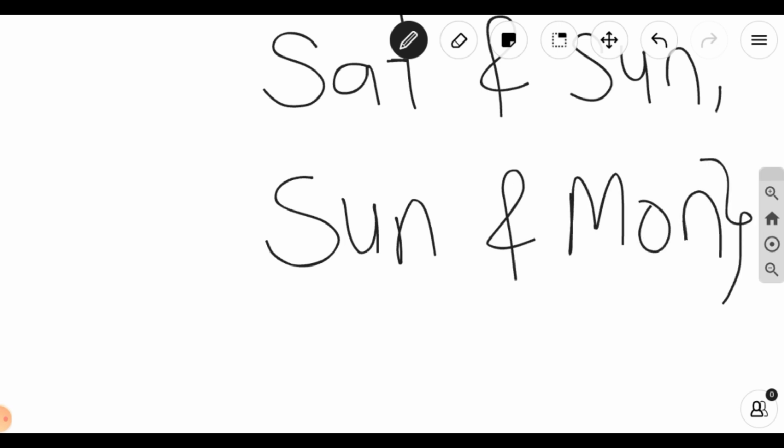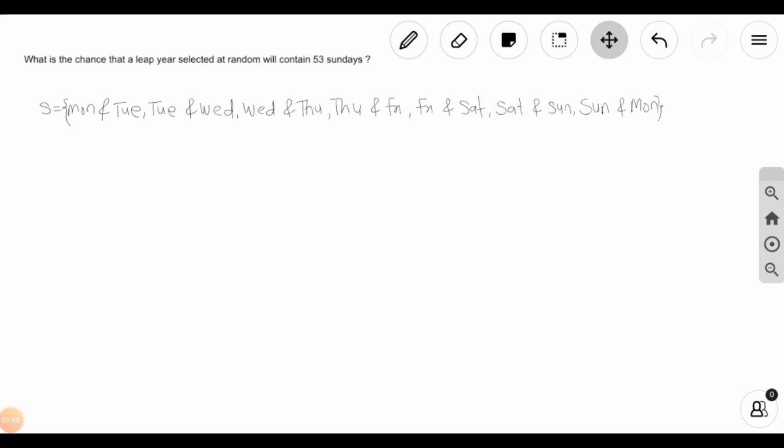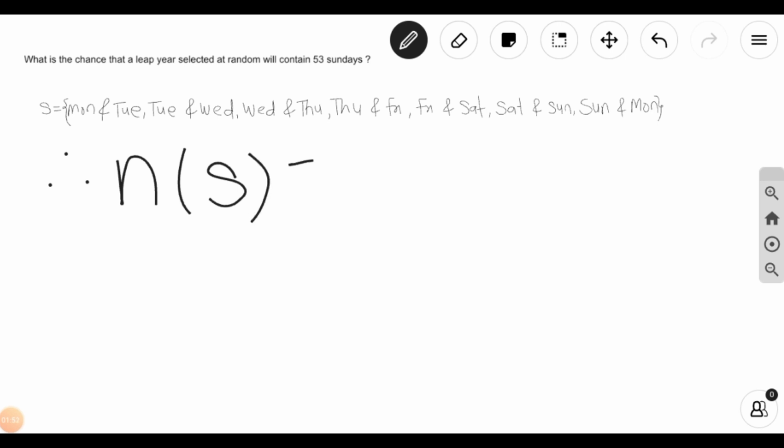So we write this also in a sample space. Our sample space looks like this: Monday and Tuesday, Tuesday and Wednesday, Wednesday and Thursday, Thursday and Friday, Friday and Saturday, Saturday and Sunday, Sunday and Monday. So therefore, n(S) is equal to 7.